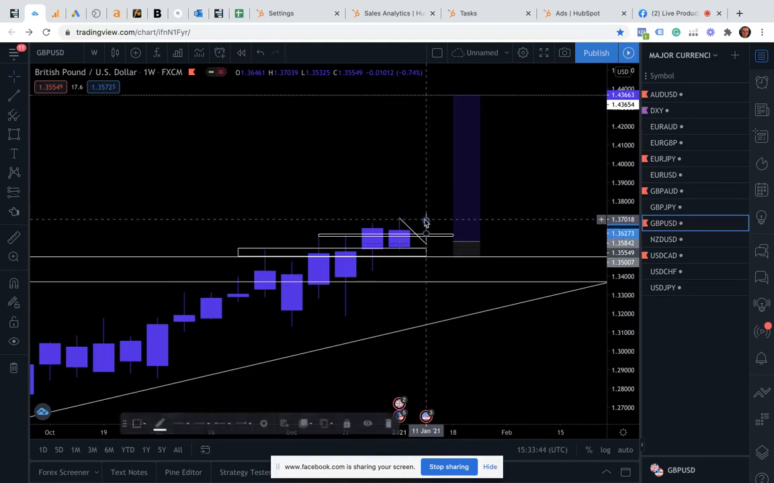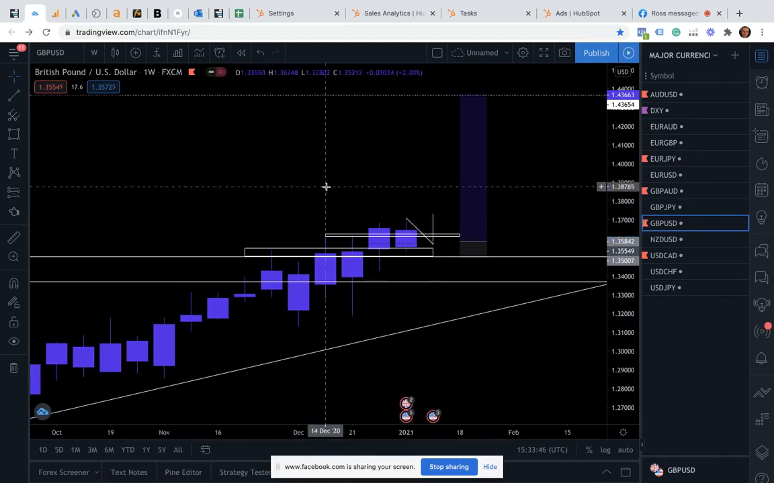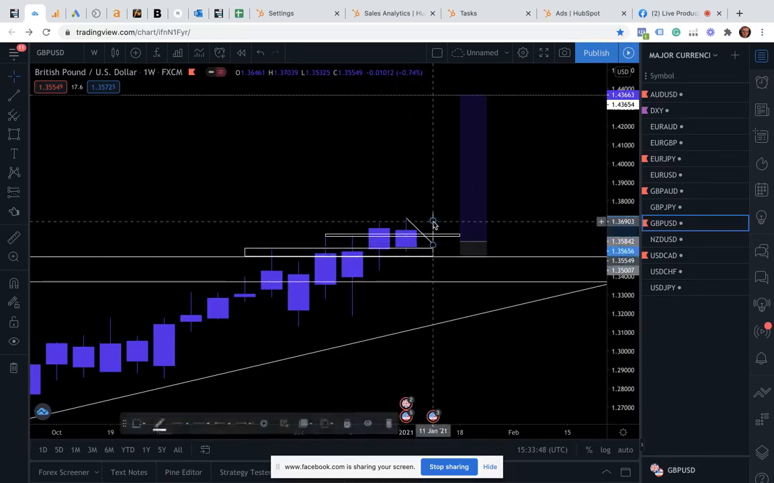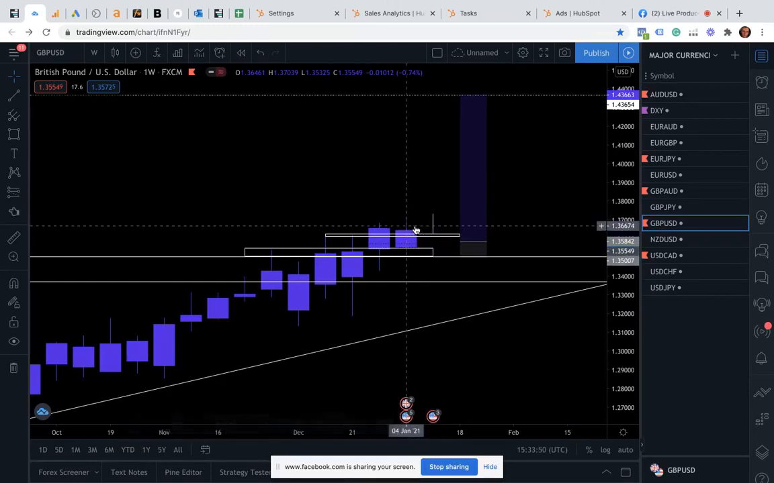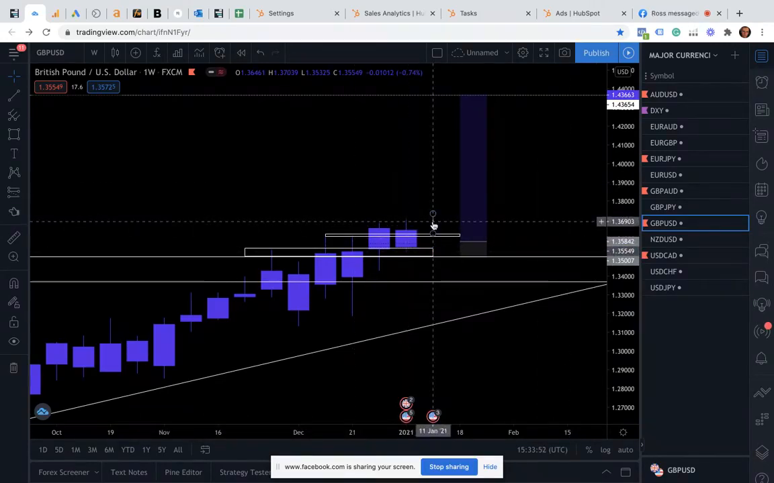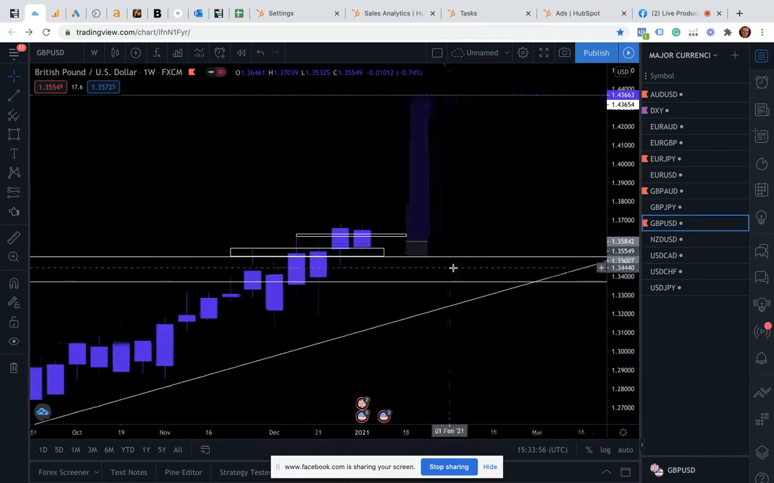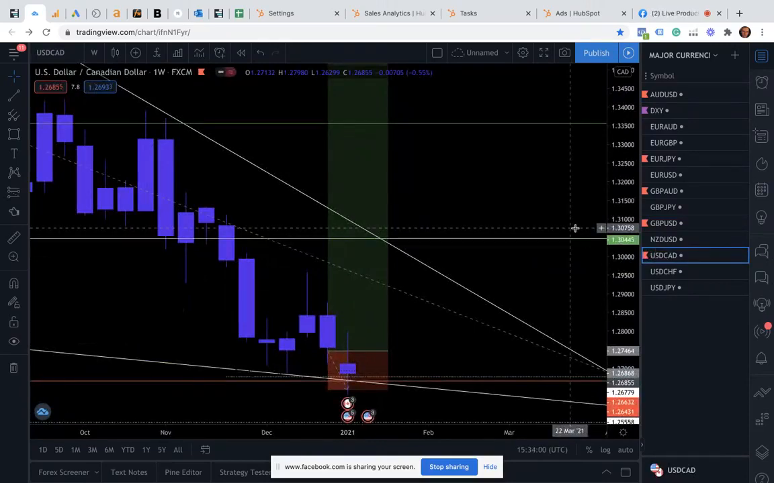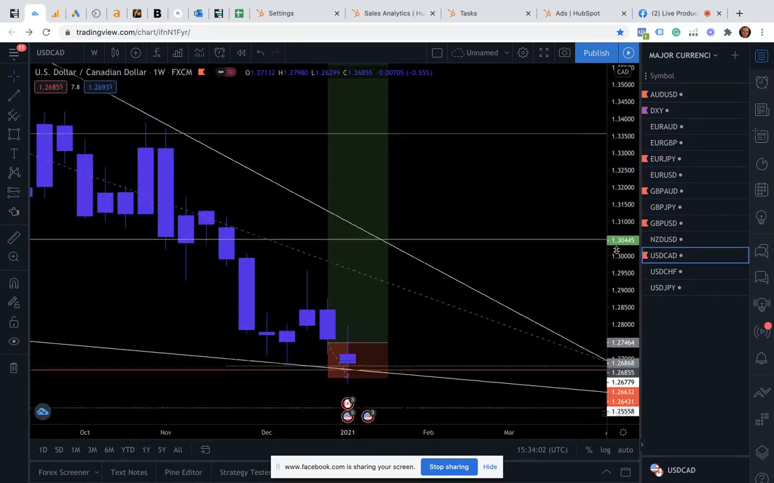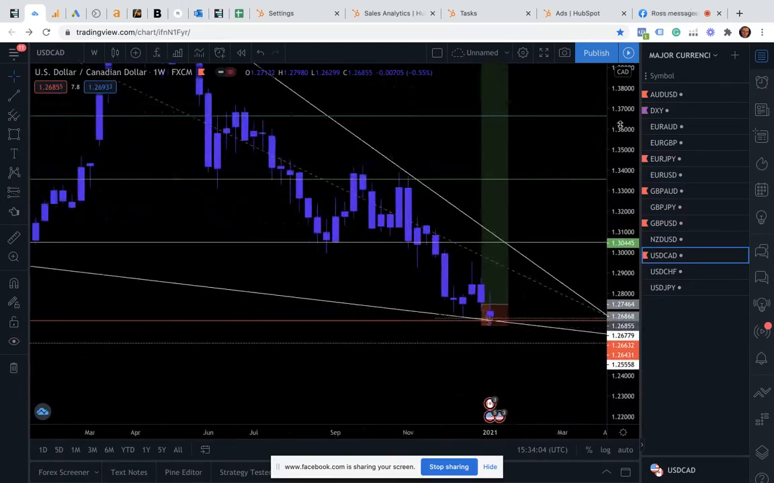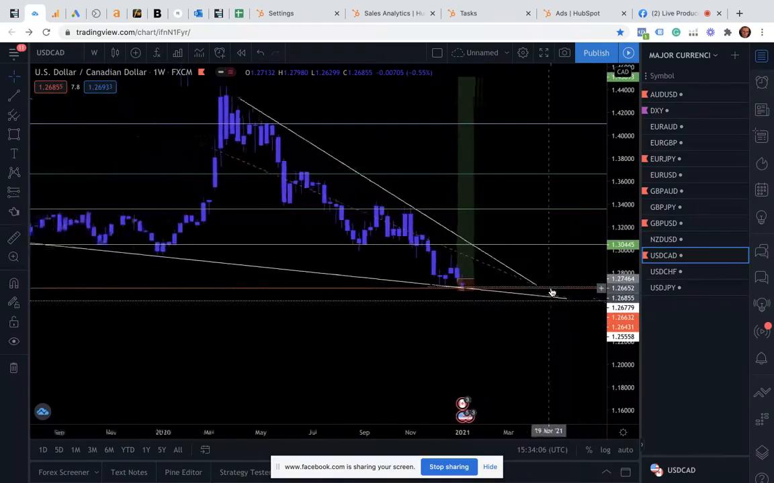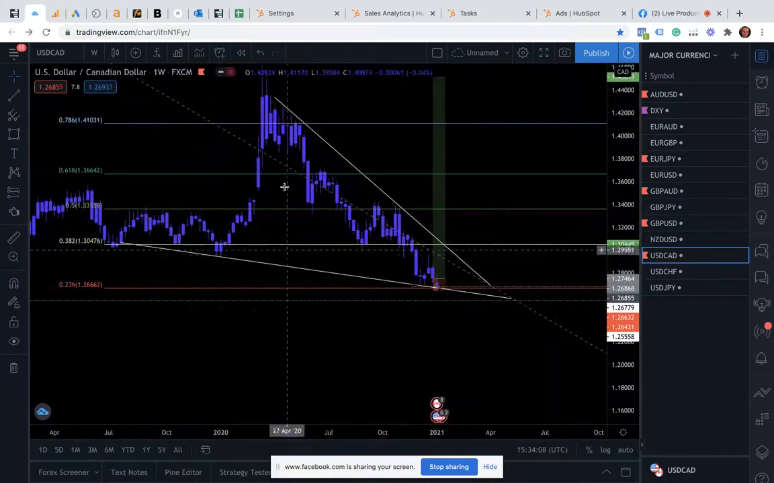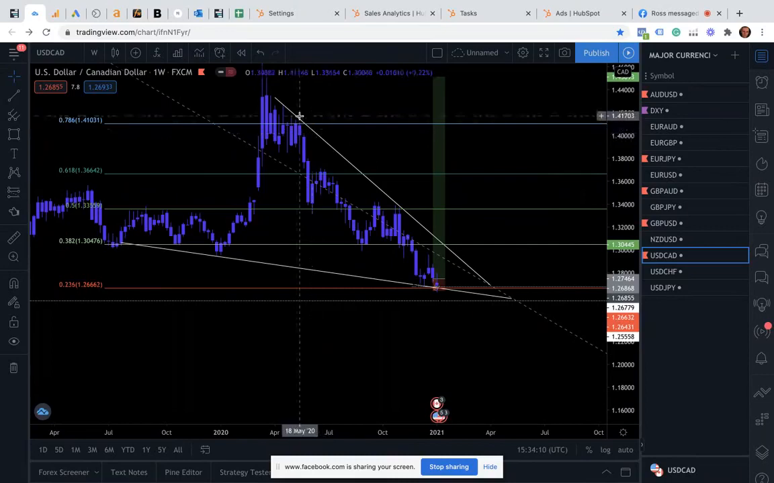So that's what we're looking at in GBP US dollar. We're going to go through perhaps one more. USD CAD. This is going to be quite a large move. US dollar CAD. Again, this is going to be a really big move if we do break out. But this is basically just a descending pennant.